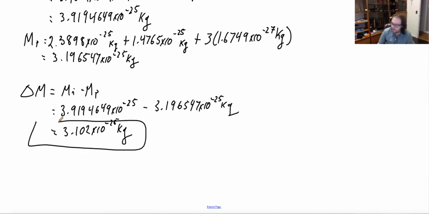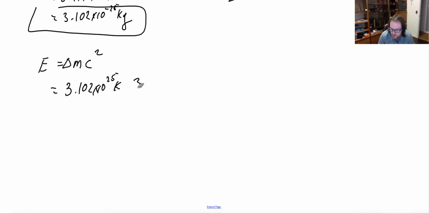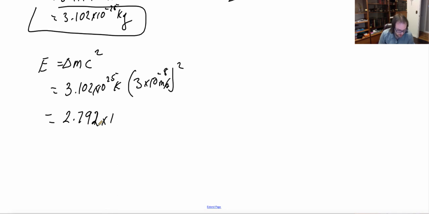So now that I have my mass defect, I can end up finding my energy by using: energy is equal to my change in mass, or my mass defect, times the speed of light squared. So my mass defect was 3.102 times 10 to the negative 25 kilograms, and we're going to times that by the speed of light squared, which will end up giving me 2.791 joules.